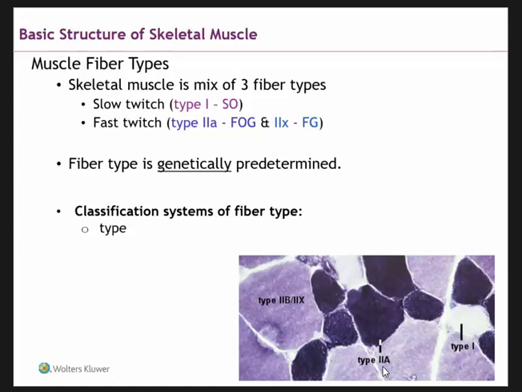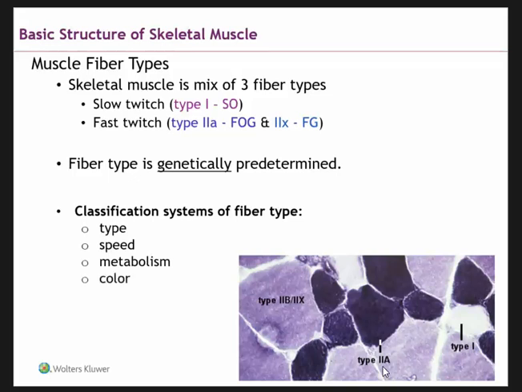We already went over type. So we have type 1, type 2A, and type 2X. Speed has to do with twitch speed. So how fast do the fibers twitch? Slow versus fast. Metabolism, we just went over that as well. Do they use oxidative or glycolytic, or a combination of oxidative and glycolytic?